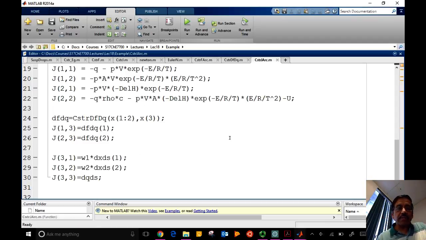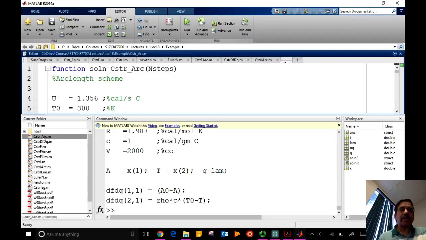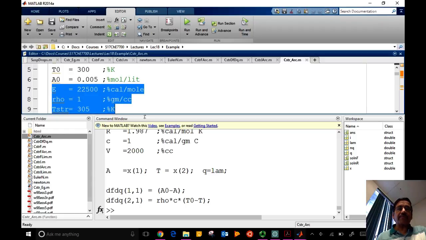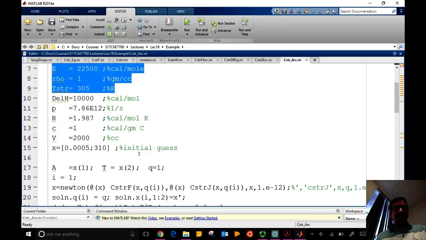Function arc, and where is the CSTR arc? So this is what I specify as my input to the function that implements the entire arc length. Number of steps: starting from this condition, take 300 steps. No matter wherever the curve goes, just go along that curve and construct the curve for a certain number of steps. Those parameters are there, and you're going to make a call to Newton. After this initialization is done, you're going to make a call to Newton.